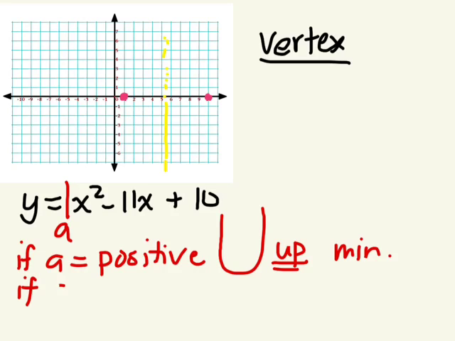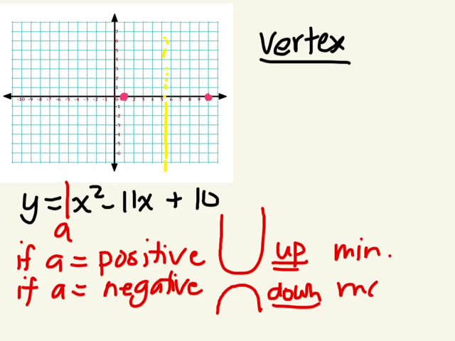If a is negative, we'll put these with our notes. If a is negative, it's going to open down and it's going to be a max. Good. So that's what you were talking about before, max and min. Looking at this equation, a is positive, so we know that the parabola is going to open up, so min. I'm just going to draw a little sketch here, but then I'm going to erase it because we have to actually figure out where the vertex is.